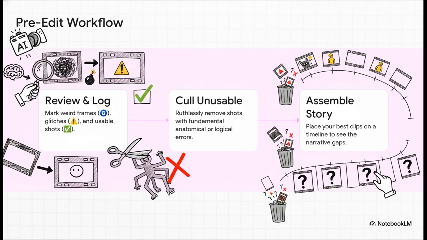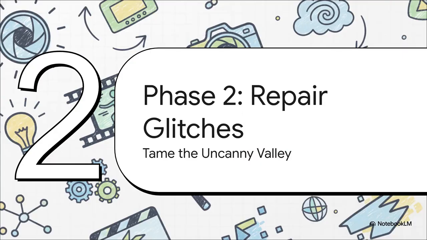And finally, take all your best shots and just throw them onto a timeline, like a rough storyboard. This will instantly show you what's working and, just as importantly, where the holes in your story are. Okay, so once everything is organized, we can move on to phase 2, repairing the glitches.